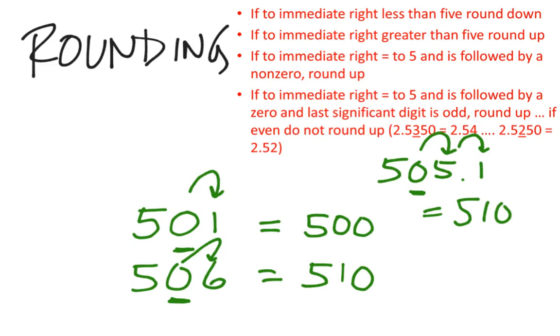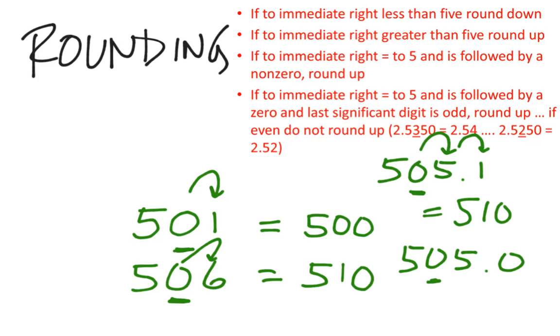If this were a 0, then we have our fourth rule. So the last rule says if the number to the immediate right is equal to 5 and is followed by a 0. So in the case here, we're looking at this right here. What we do is we go back, we look at the original number.